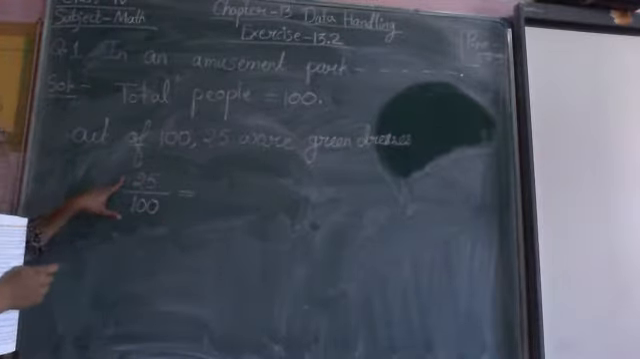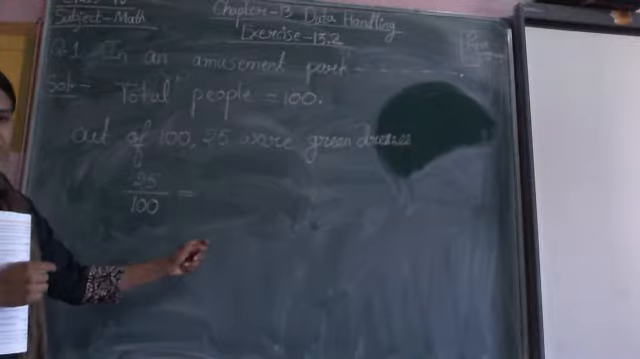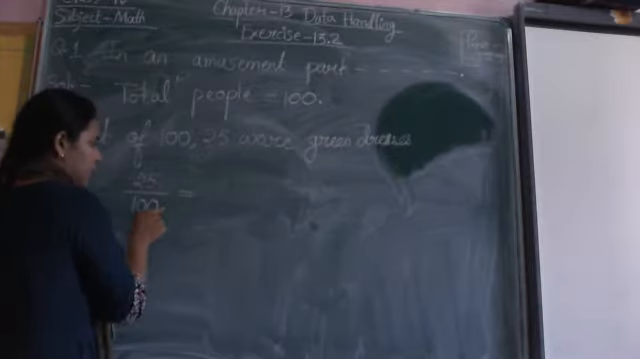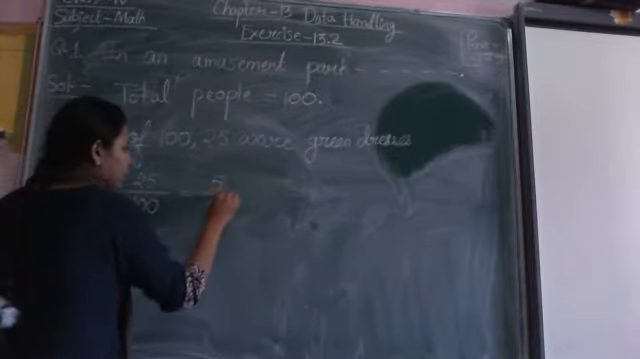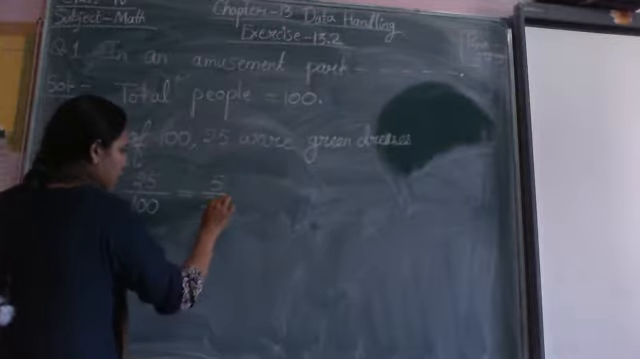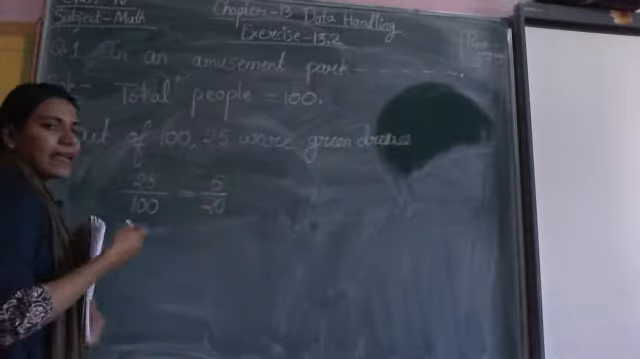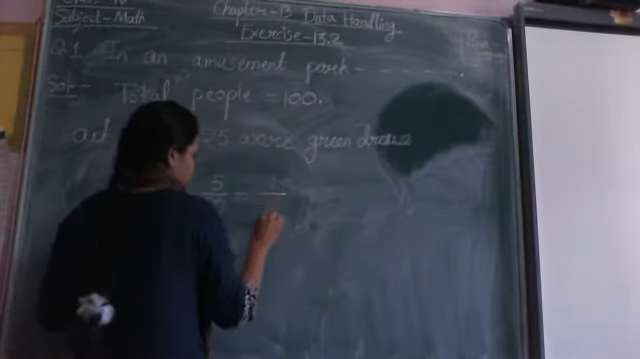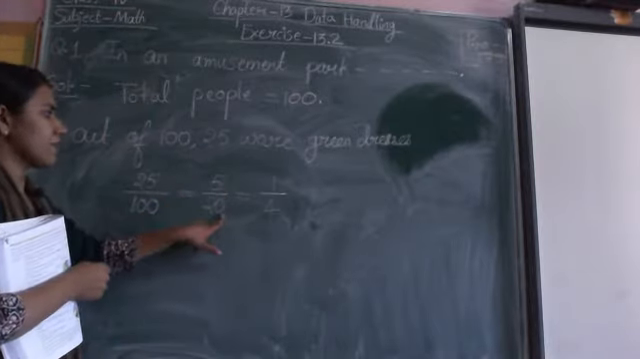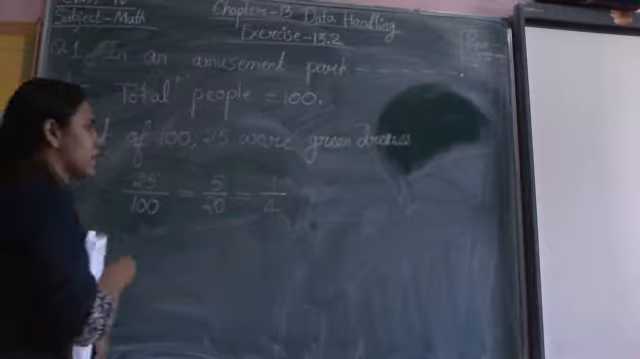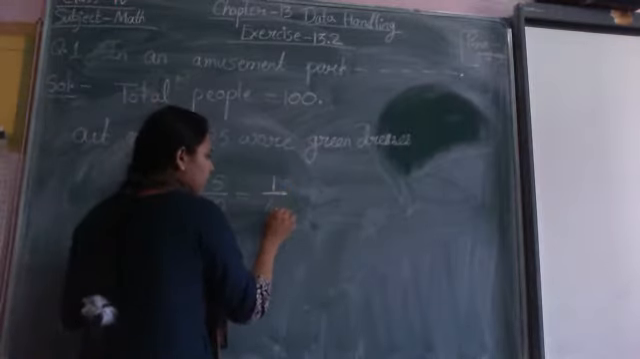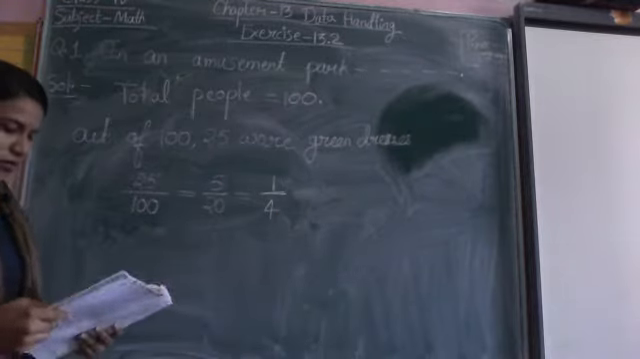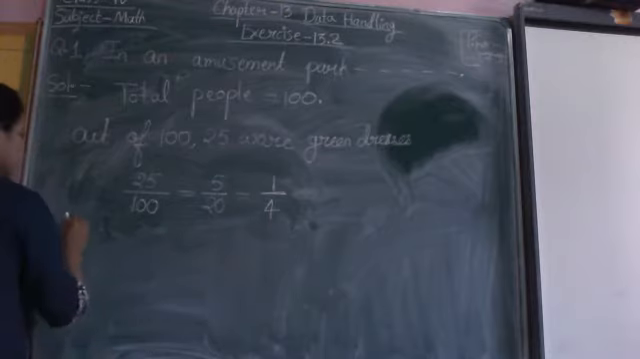Now when we convert 25 and 100 to simplest form, what do we get? If I divide 25 and 100 by 5, I get 5 fives are 25 and 5 twenties are 100, so 5 upon 20. I can simplify further: 5 ones are 5 and 5 fours are 20. So 25 upon 100 simplifies to 1 upon 4.